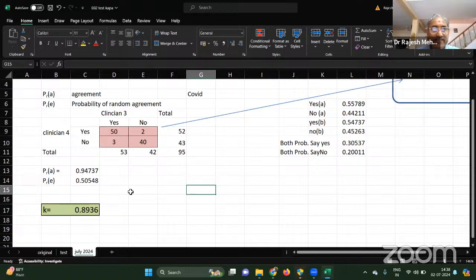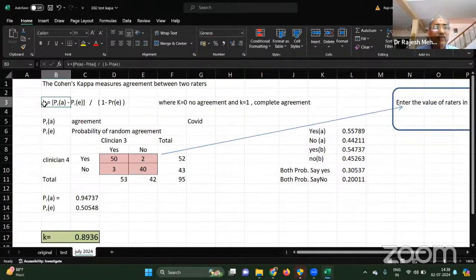If some of you want to understand the logic behind it and how to study this, the formula of K is given over here, right? The formula for PA and PE is also given over here, for yes, no, and the probability of both yes and both no. If you go into the detail of this formula, you will understand how this kappa is arrived at. But we may not know how the car is running, but we should know how to run the car.